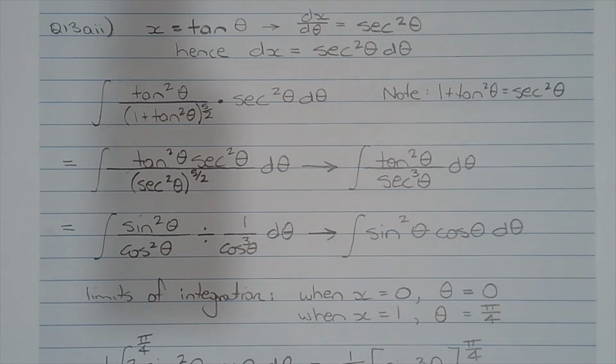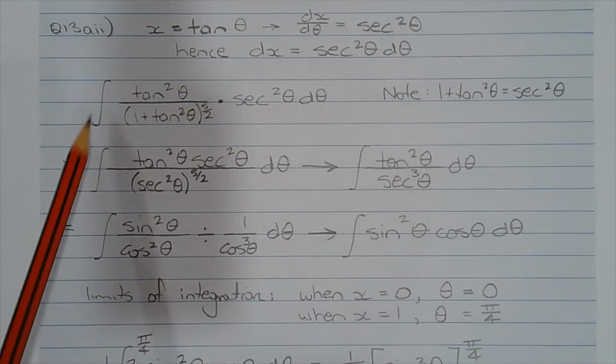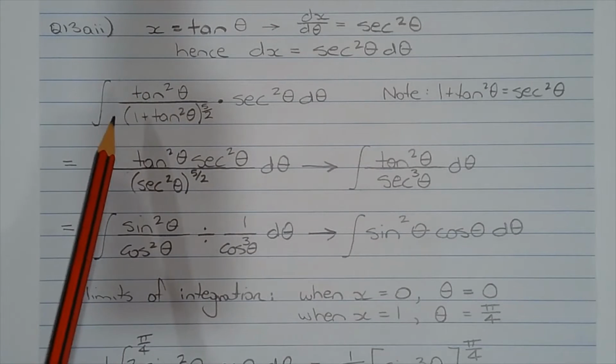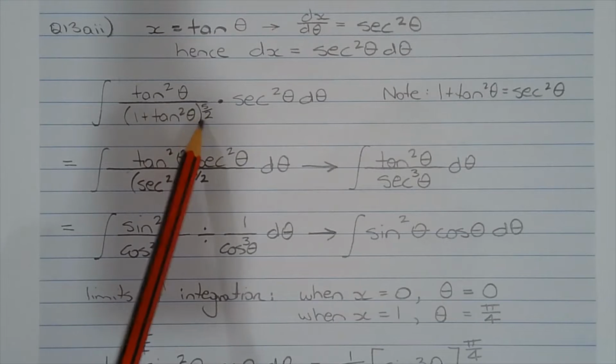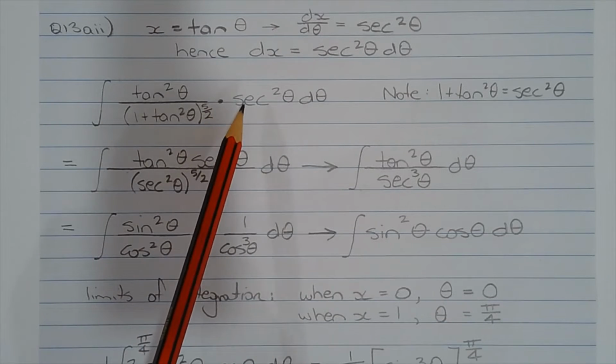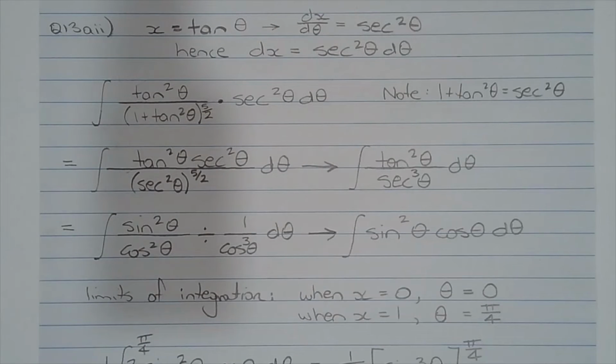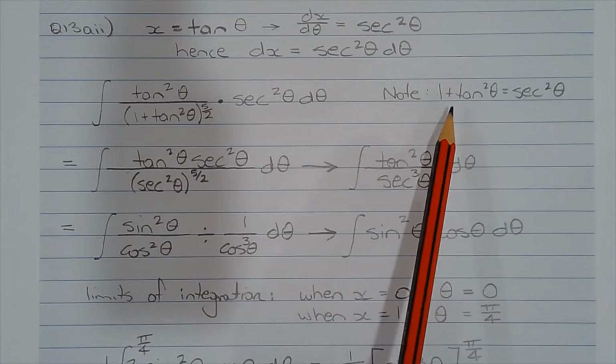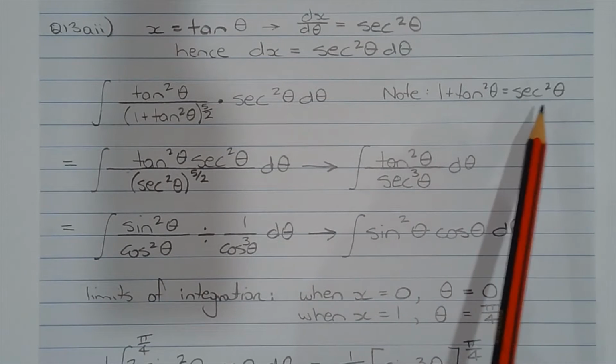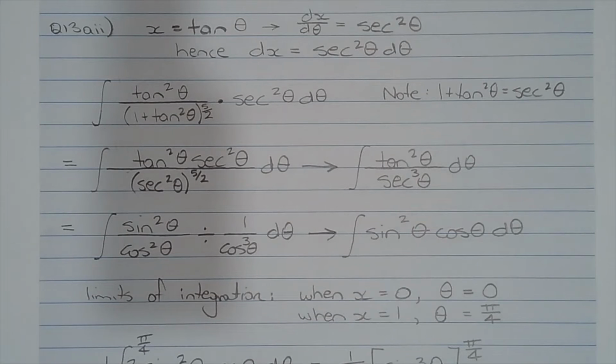Hence, we can write the integral in terms of tan theta and replace the dx with sec squared theta d theta. And it will look like the integral of tan squared theta over (1 plus tan squared theta) to the power of 5 over 2 multiplied by sec squared theta d theta. Note that 1 plus tan squared theta is equal to sec squared theta, and this is one of the Pythagorean identities.